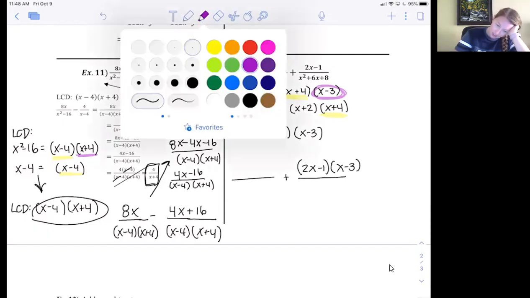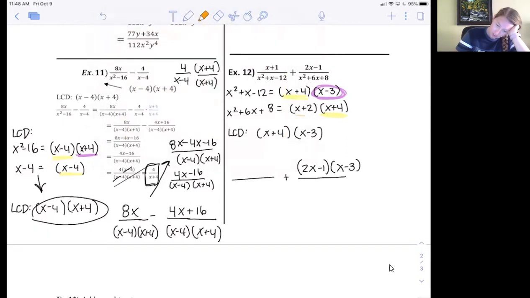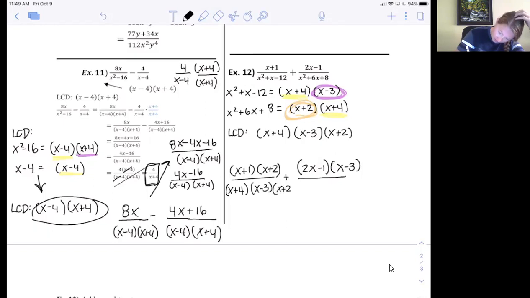Okay, now I'm going to see right here, this also is different. So I'm going to write that right there, x plus 2. But now I can see that this one right here doesn't have x plus 2. So I need to times this by x plus 2. So it's going to be x plus 1 times x plus 2. And now just on the bottom is going to be my LCD. Minus 3x plus 2.